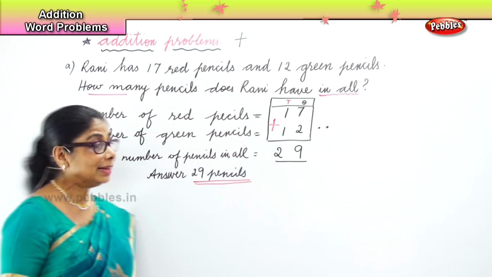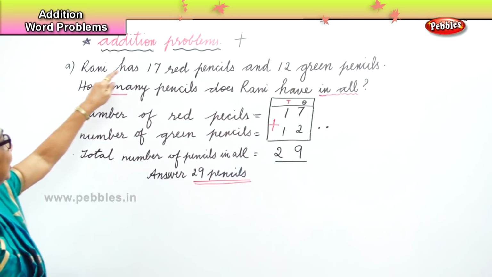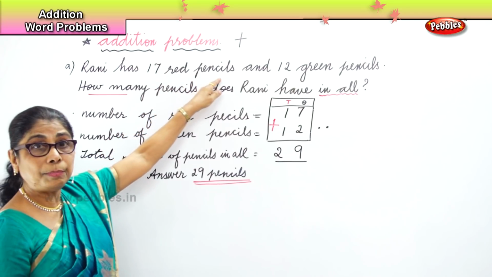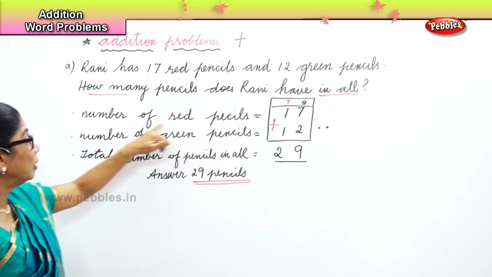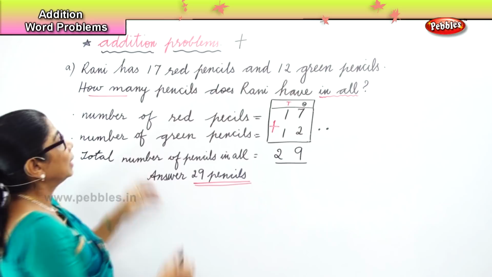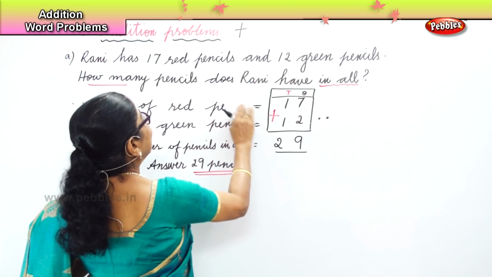Now did you get that? Let's read it again. Rani has 17 pencils. So number of red pencils.